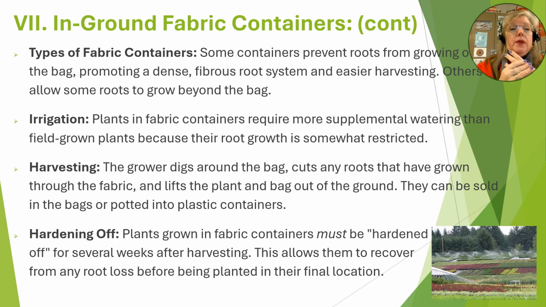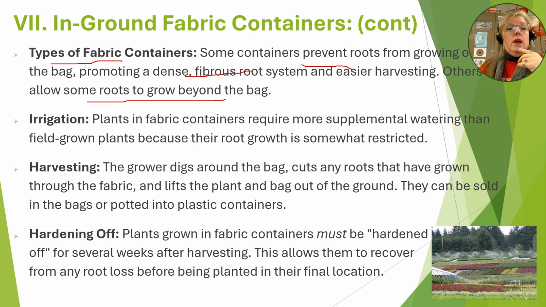Pretty good plan. If your tree's spending all of its energy growing its roots, it's not going to be growing its stem and such. So in-ground fabric containers, continuing. So you have types of fabric containers. Some of them prevent the roots from growing out of the bag, promoting a dense fibrous root system easier for harvesting. Others allow the roots to grow beyond the bag, like I said, to just grow right on out.